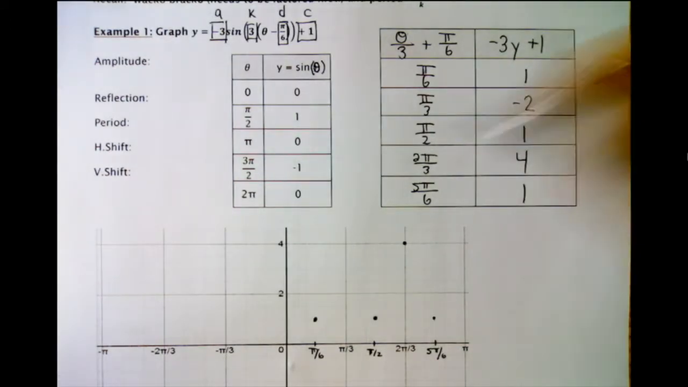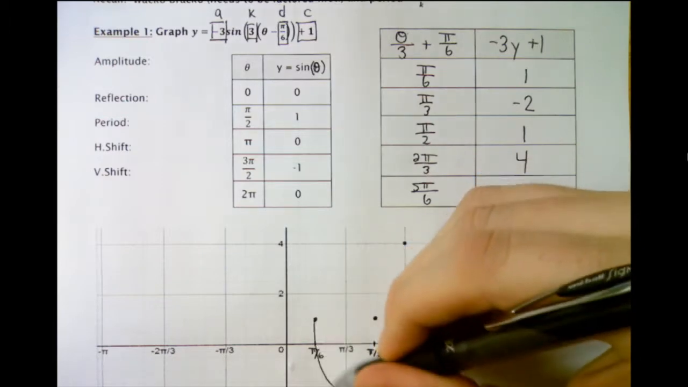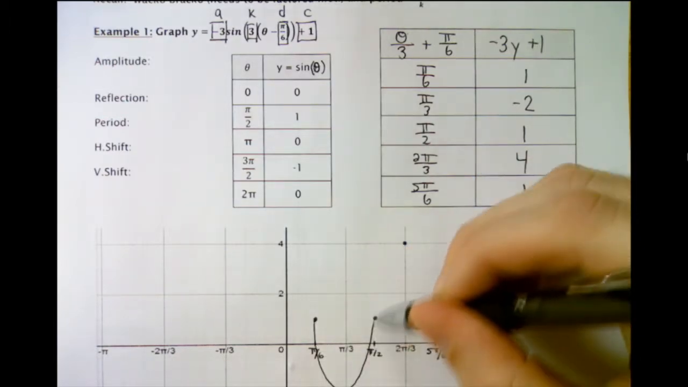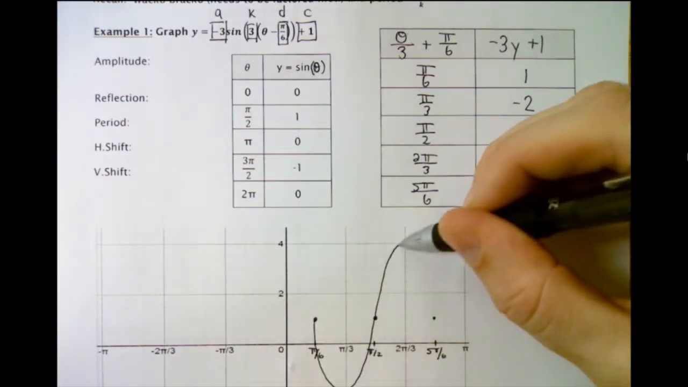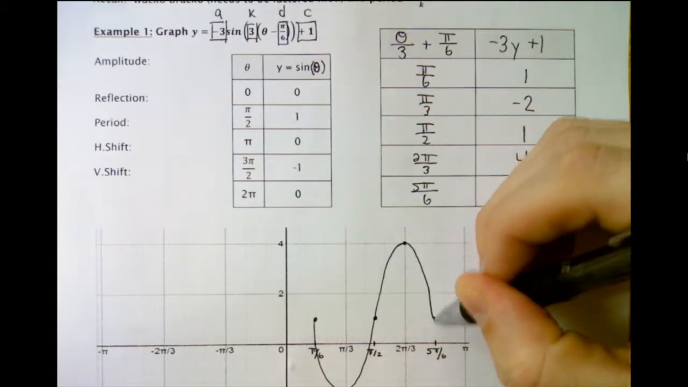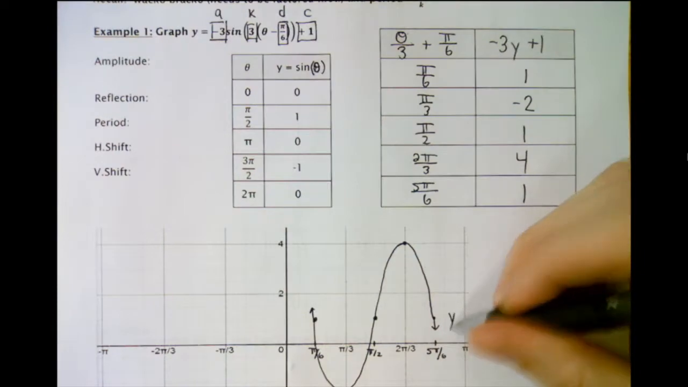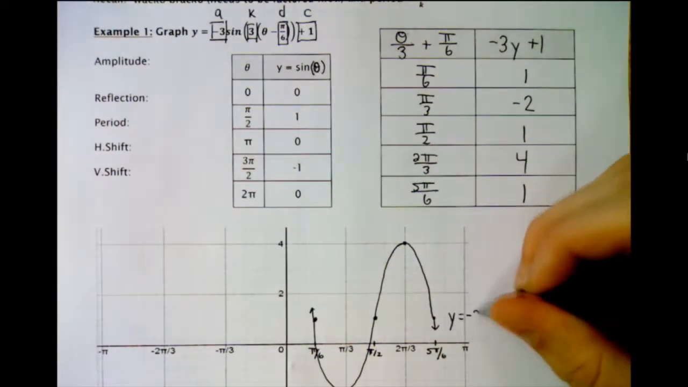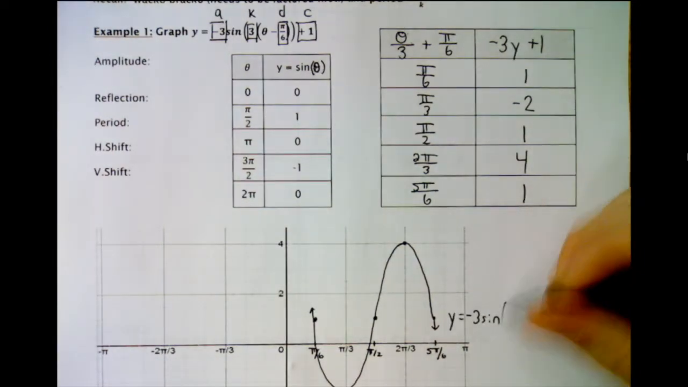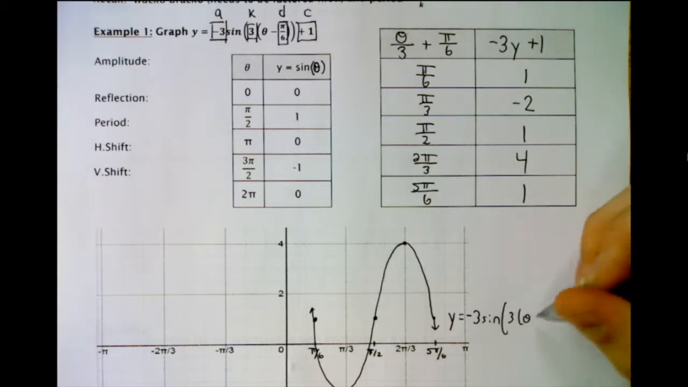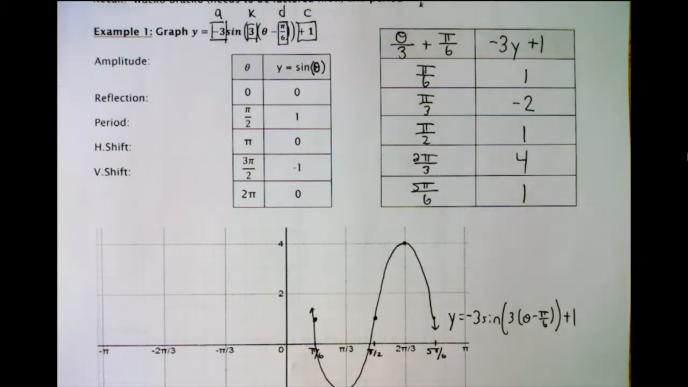And if we connect them with a nice smooth curve, we get a function that looks like this. And if we continue it just a little bit, we can show that the function continues. And this is our y equals -3 sine 3 times theta minus pi over 6 plus 1. So mapping notation to get our values.